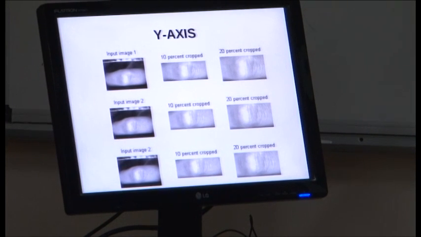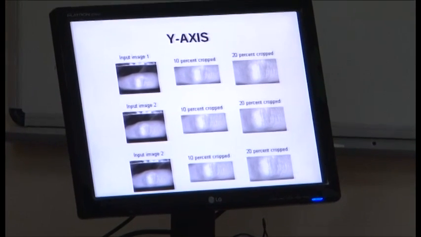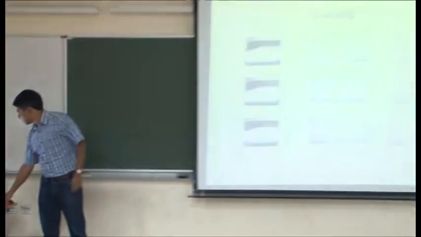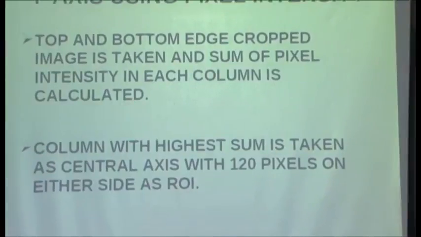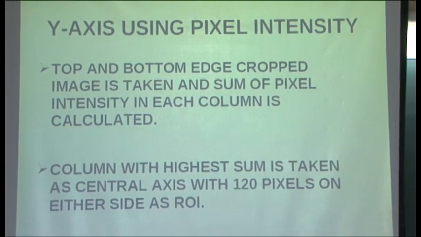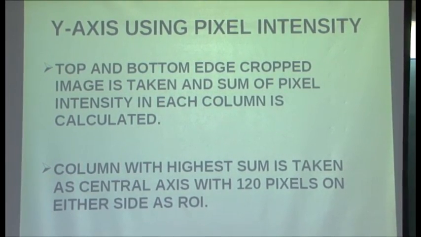So initially my approach was that I would just make these 4 line values and, without any computation, just crop the images. But then this vertical axis has been a problem. This is how the 10% and 20% cropped images for the 12 images look. So then I had to use this pixel intensity.